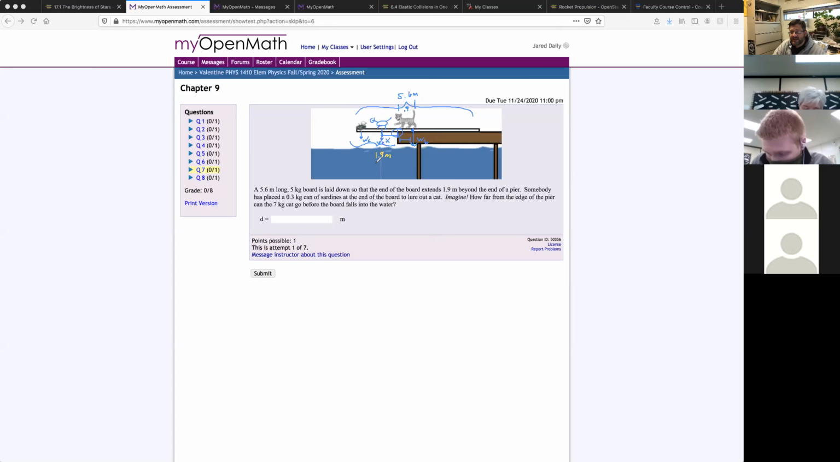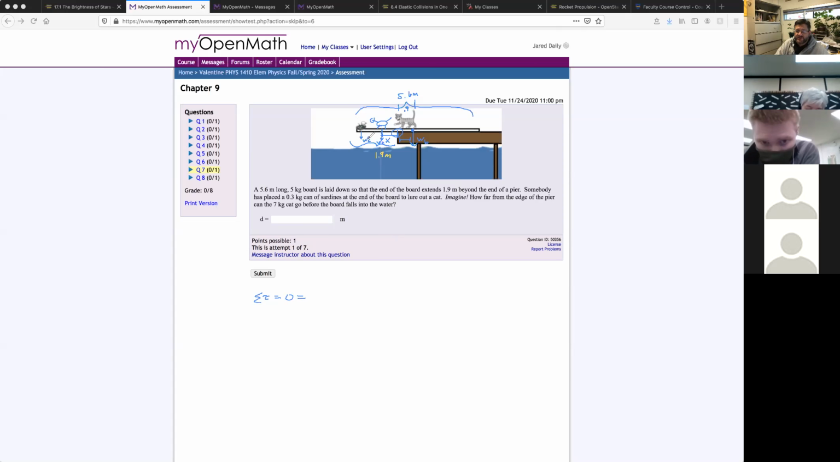This is the distance to the can, 1.9 meters. The kitty, the distance to the kitty is the unknown distance, x, and the weight of the board is at 0.9 meters from this point, right? And we need to say that the sum of all the torques has to add up to 0. So we'll start off, left to right.